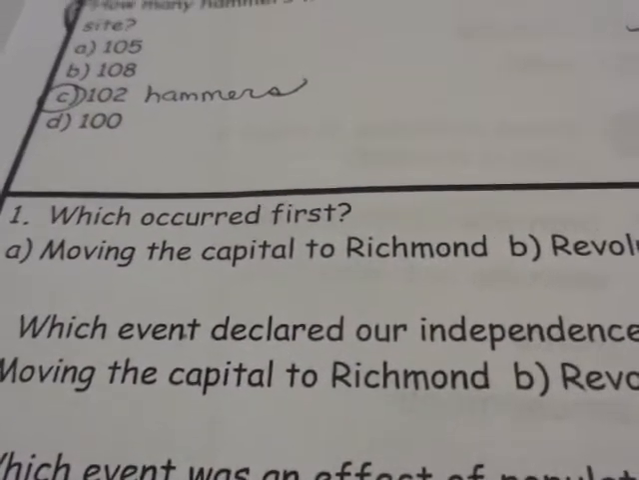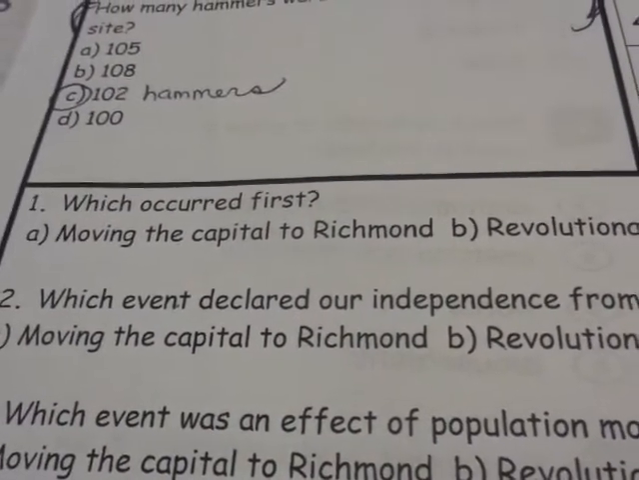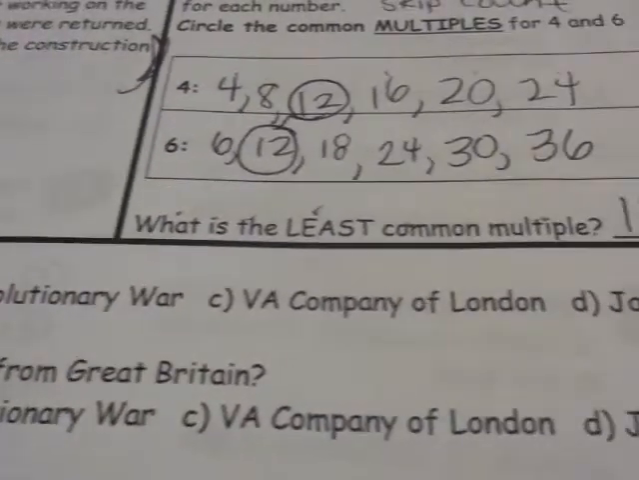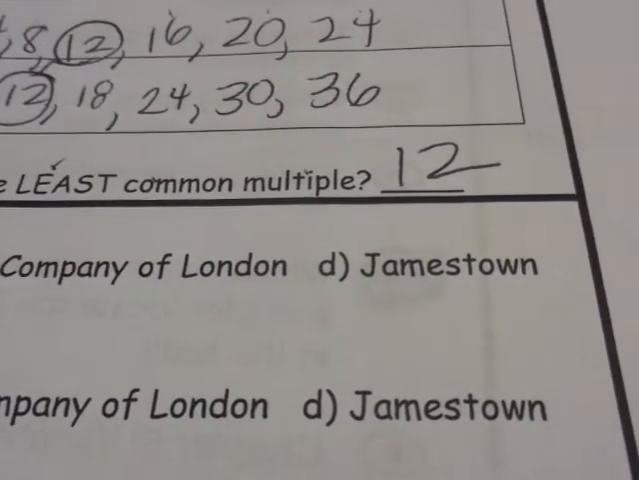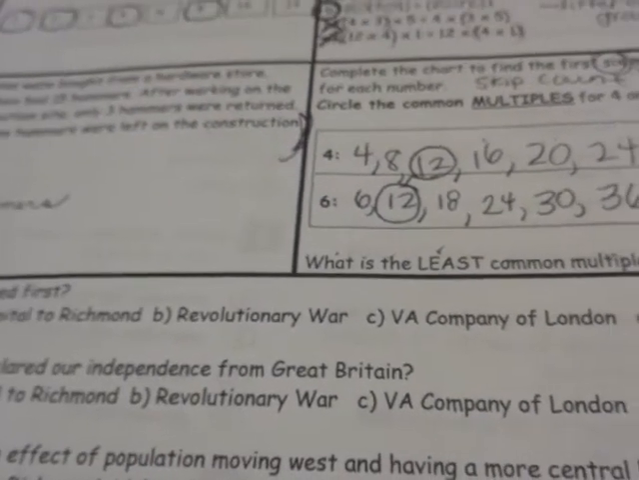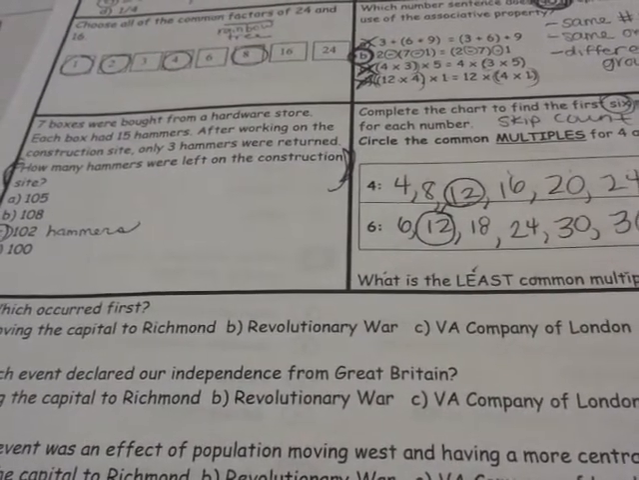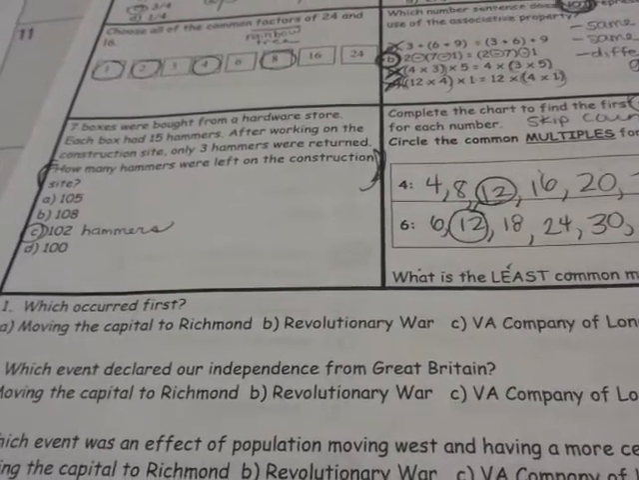Alright, for our social studies, which occurred first? So we got to know the sequence of events. A, moving the capital to Richmond. B, Revolutionary War. C, Virginia Company of London. D, Jamestown. So, the event that occurred first was a group of people who asked for permission. They asked for a charter from King James to travel to the New World.